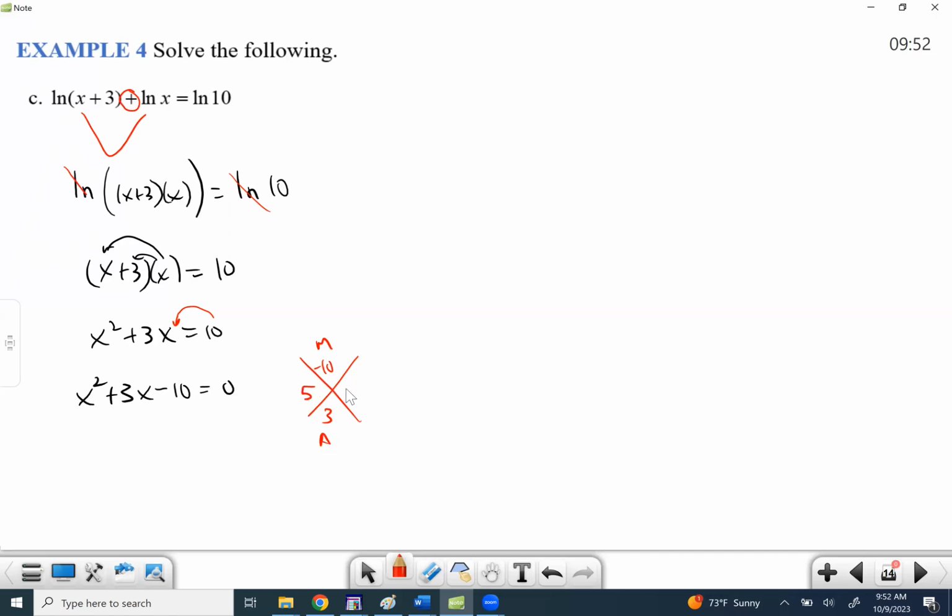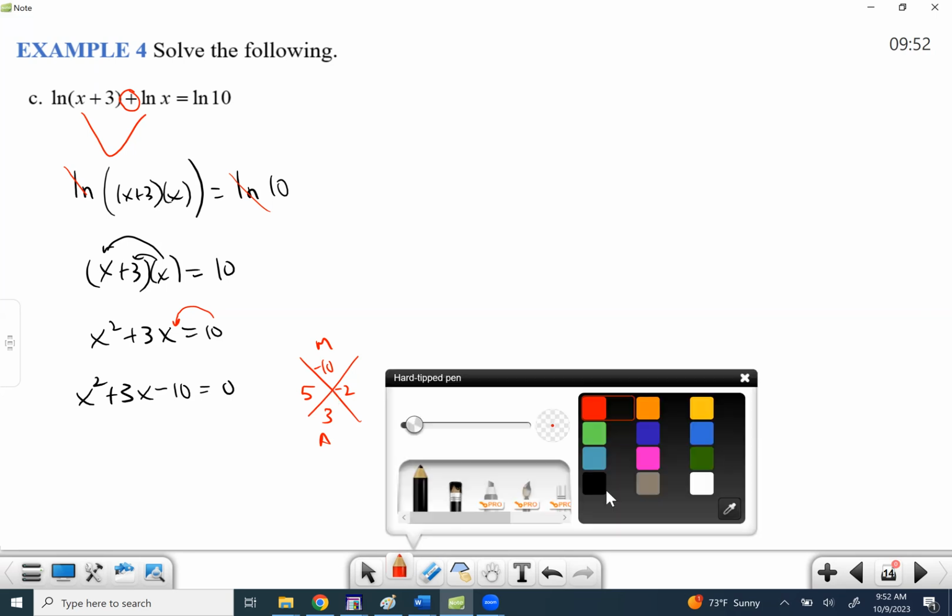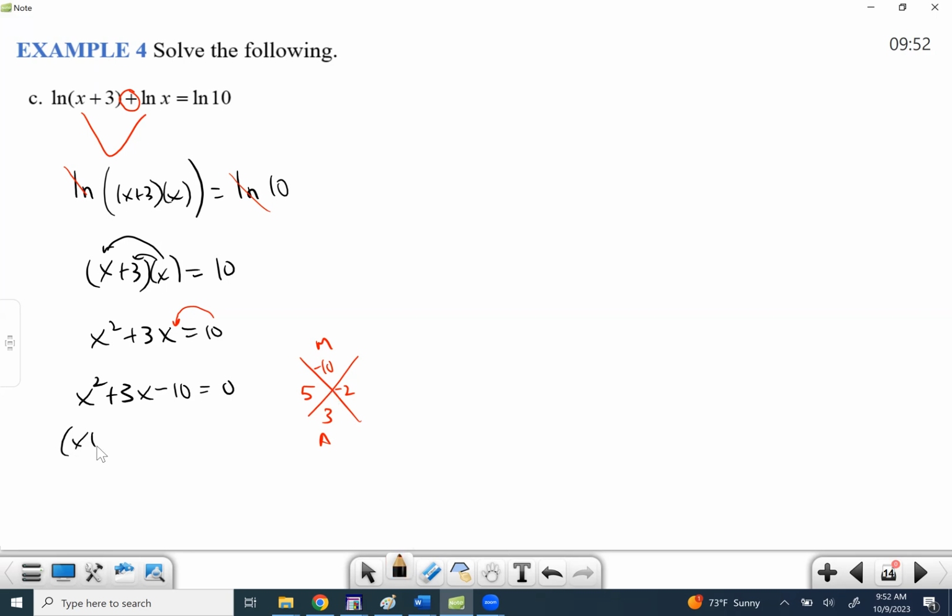Some sort of 5 and 2. I'm thinking the negative on the 2. Yeah, 5 times -2 is -10, and 5 plus -2 is 3. So we're going to go straight to x plus 5, x minus 2. Set each one of these equal to 0 using the zero product property. So we'll move the 5 over, making it negative. We'll move the 2 over, making it positive.